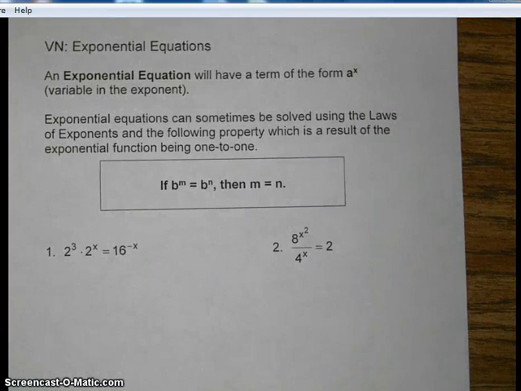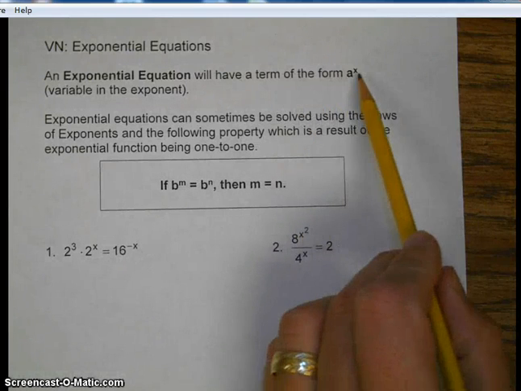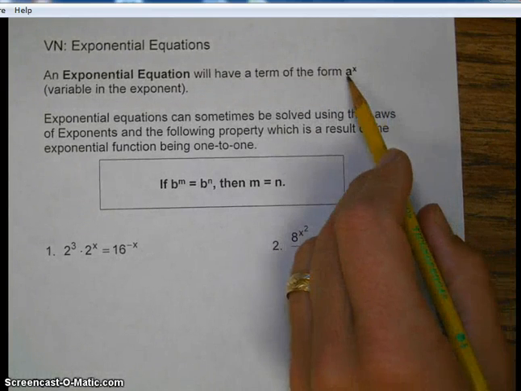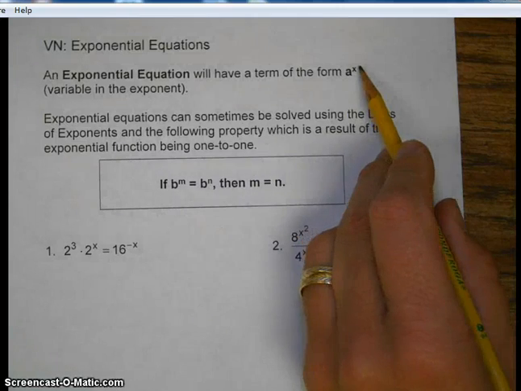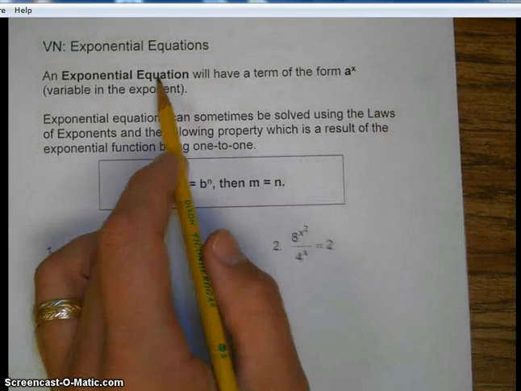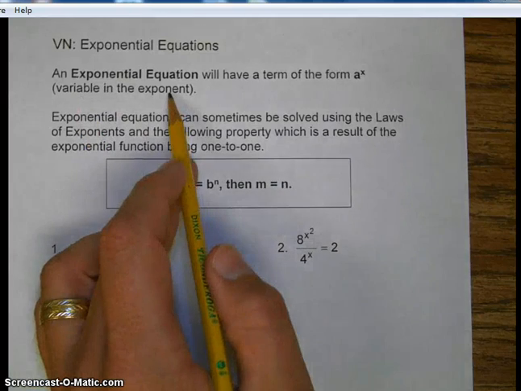An exponential equation will have a term of the form a to the x. Remember, a is your base and x is your exponent. The exponential equation always has a variable in the exponent.